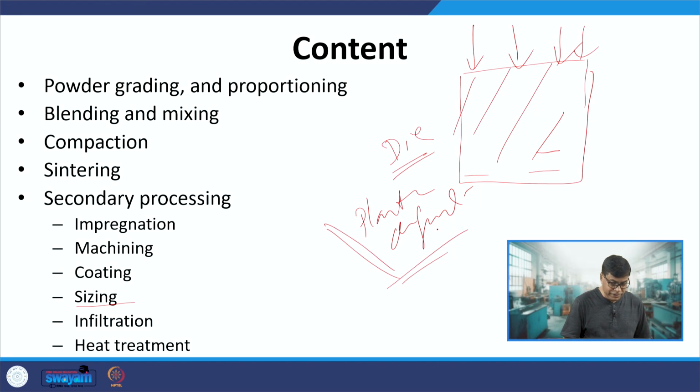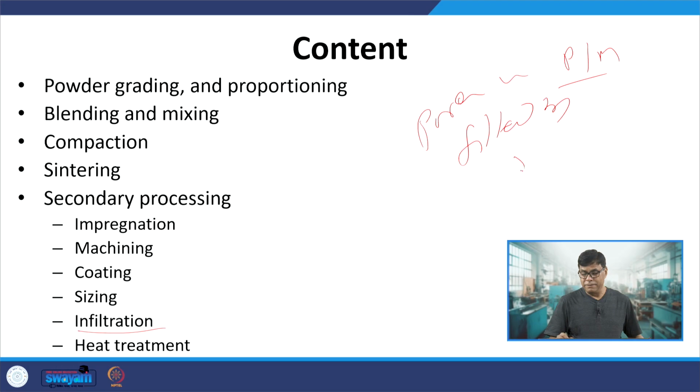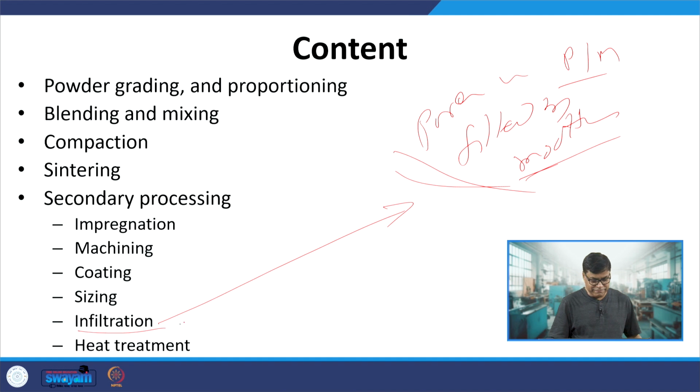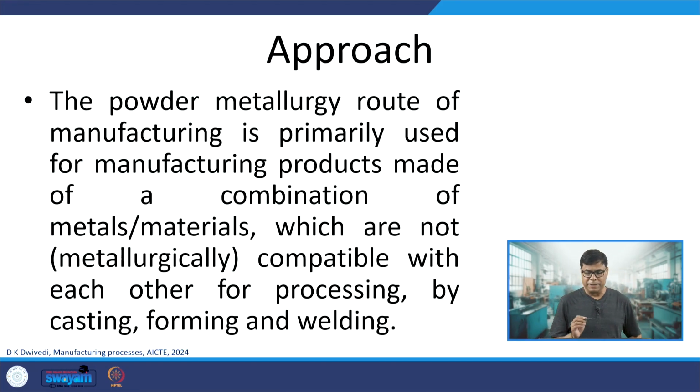Then we have infiltration. Infiltration is about, if there are pores in the powder metallurgy product, then these are filled in by molten metal, so that these pores are filled during the infiltration. So, the porosity is eliminated through this approach. Heat treatment can be done in order to realize the desired microstructure and mechanical properties.